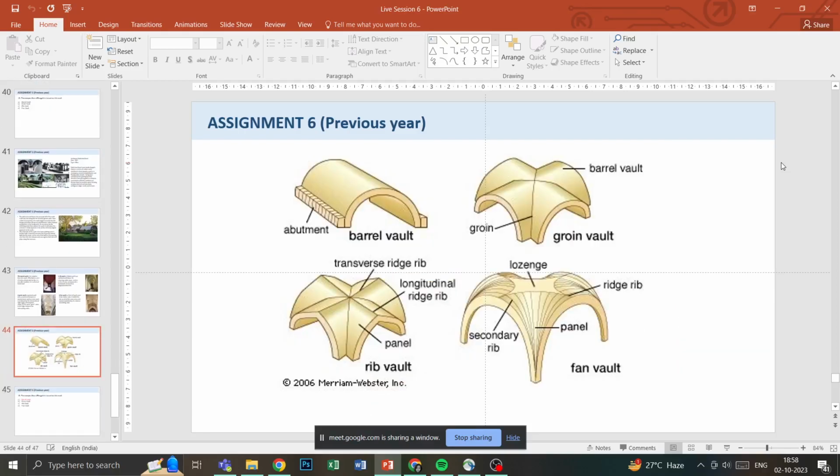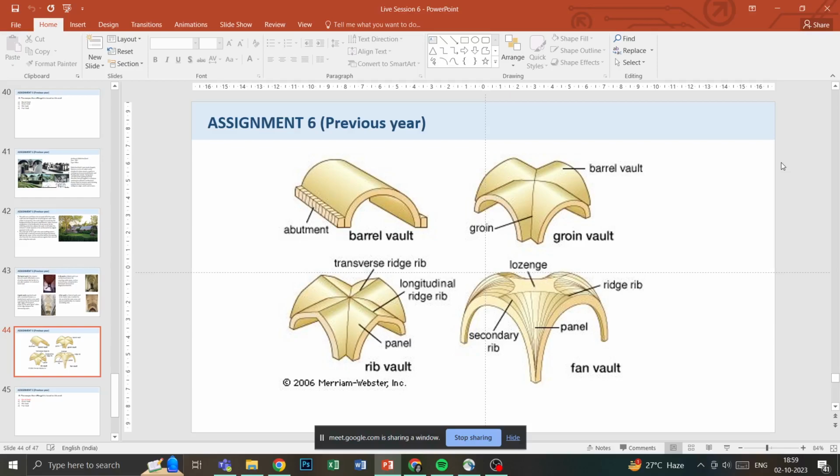For example, I will show the images here again. So this is how a barrel vault looks. It's a semicircular arch which is being stretched out, and that creates a barrel vault. And then the groin vault is two barrel vaults which have been intersected at right angles, and that's how the shape of the groin vault comes. It is from the intersection of two barrel vaults, and this shape is achieved.